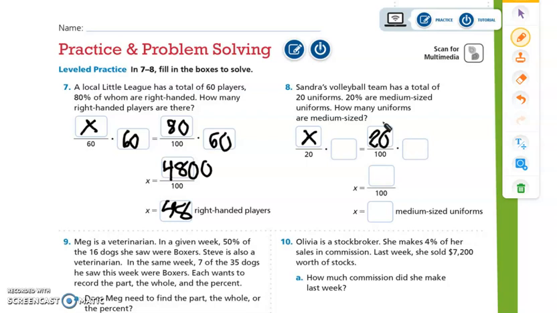So that's the proportion. Now we can just multiply both sides by 20. But these cancel. 20 times 20 is 400. Then we divide by 100, and we get 4 medium-sized uniforms.